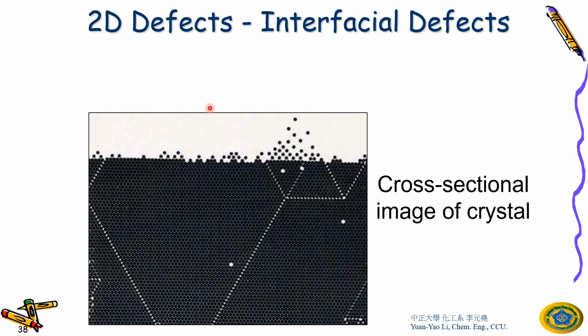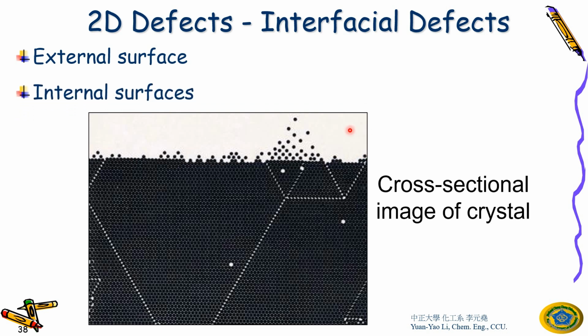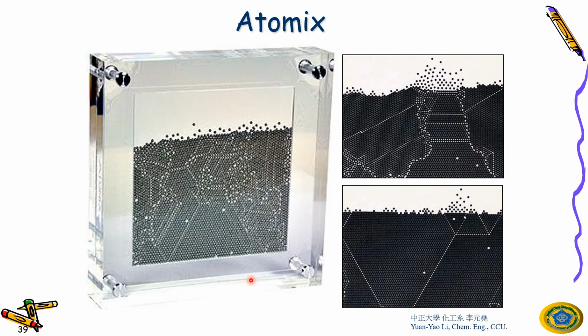How can we define two-dimensional defects? The first one is called external surfaces. This is surfaces, external surfaces. And this is internal surfaces. You do see something missing here, right? There's an atom missing here. There's a line of atoms missing here.